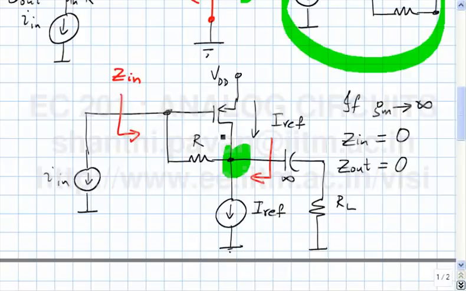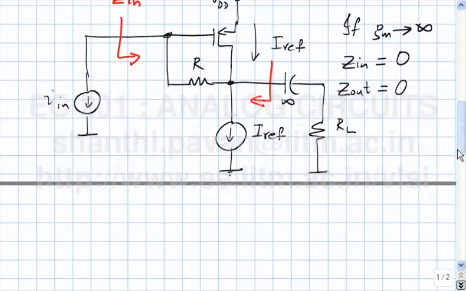If gm is infinity, then we just agreed that this potential is incrementally 0, which means that the potential here will be I_in times R, independent of R_L. So if you have a black box whose output remains independent of what load you hook across it, it means that the output impedance of that port is 0. So you can see that as gm tends to infinity, this behaves like an ideal current controlled voltage source or a transimpedance amplifier.